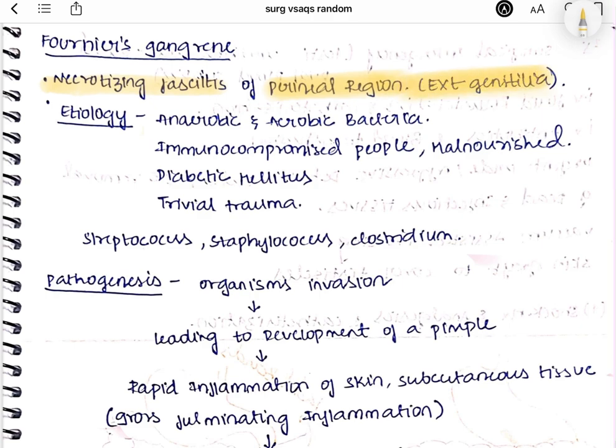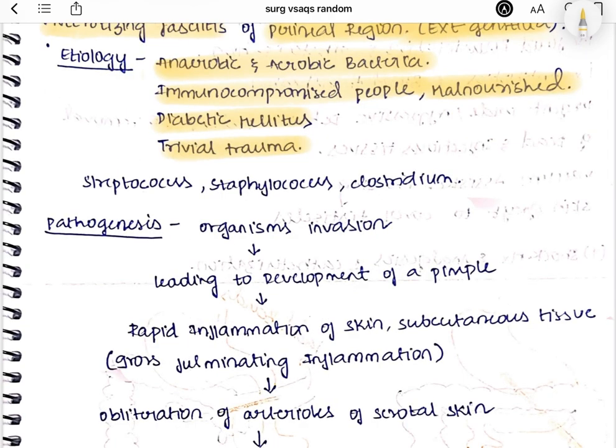The etiology is also very common, very minor: trivial trauma, diabetes mellitus, immunocompromised people, malnourished people, and anaerobic and aerobic bacteria. So the organisms involved are Streptococcus, Staphylococcus, and Clostridium.